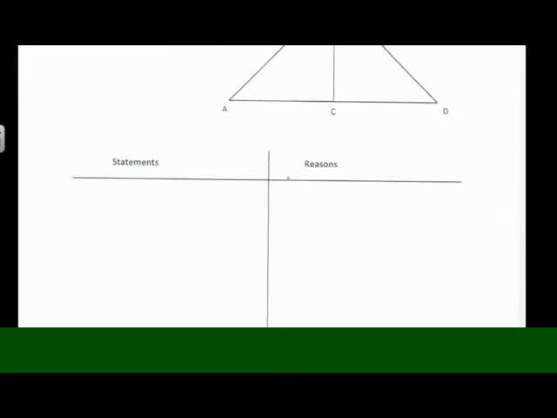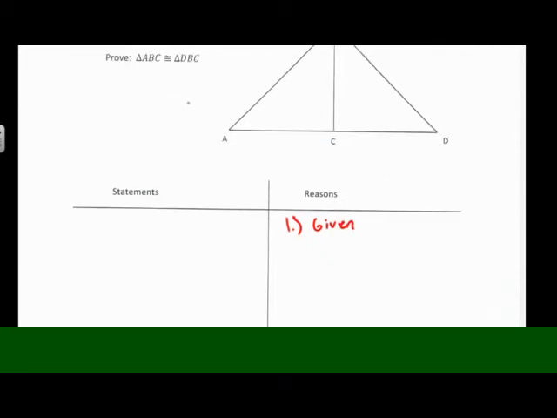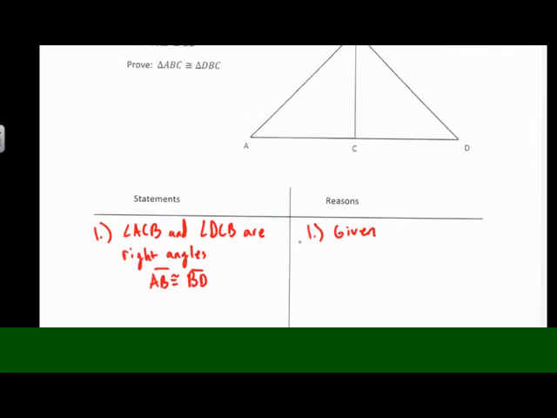So first we always start with our given. Always start with your given. So I'm going to write down for my given statement that angle ACB and angle DCB are right angles, and also that AB is congruent to DB or BD. All I did for this was copy exactly what I have in the given and write given. That's part of your proof every time.